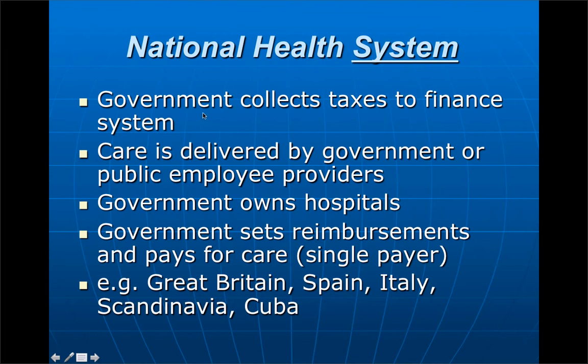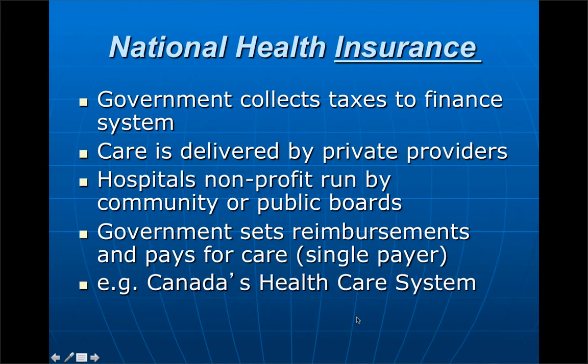This is a system of care where the government collects its taxes to finance the system. The care is delivered by government or public employee providers. The government owns the hospitals. Therefore, see these two bullets right here. The care is delivered by the government, right? The government owns the system. The government owns the facilities, and the providers work for the government. The government sets the reimbursement rates and pays for care. It's a single-payer system, and examples of this are Great Britain's national health system, and also many of the countries in Europe have the same system, as does Canada.